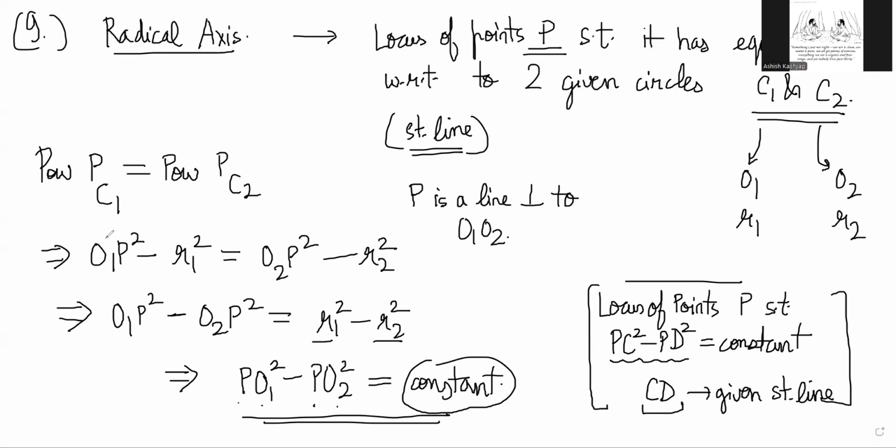Actually, I should have written it as C1, C2, but fine. I have called the centers O1, O2, so it's fine. So P is on a line perpendicular to O1O2, the line joining the centers, right? So basically what we have gotten is, if there are two circles, the radical axis is going to be perpendicular to this line.